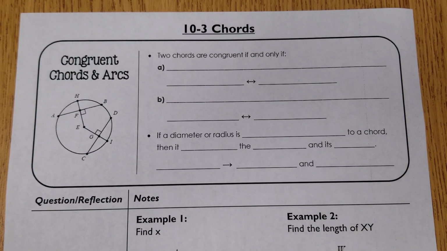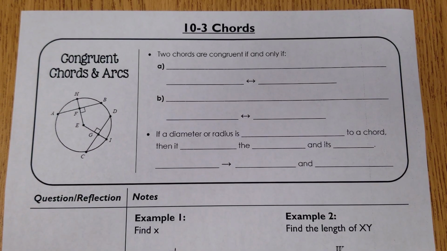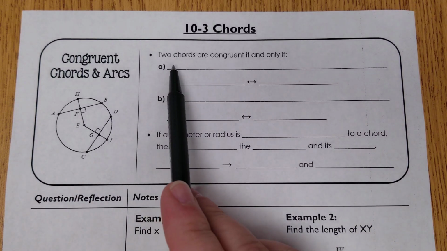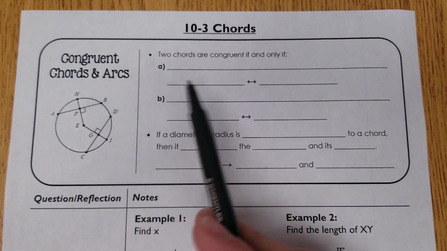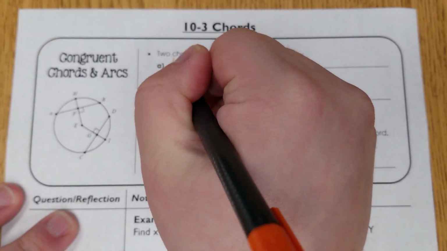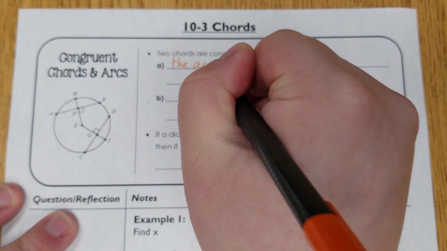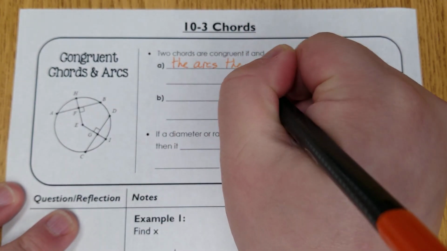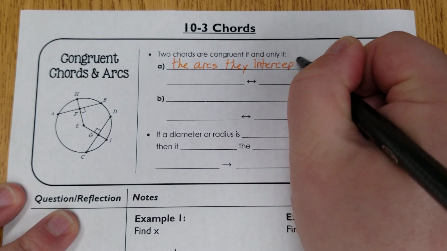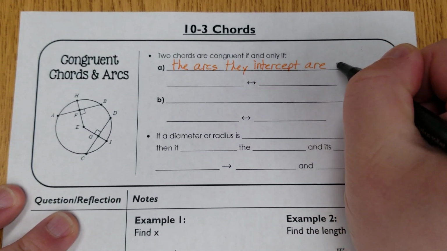Hello everybody. For our next section, 10.3, we're going to be looking at chords in a circle and how we end up with congruent chords and how those affect other portions of the circle as well. So we end up with chords being congruent under two different situations. It could be if the arcs they intercept are marked congruent.